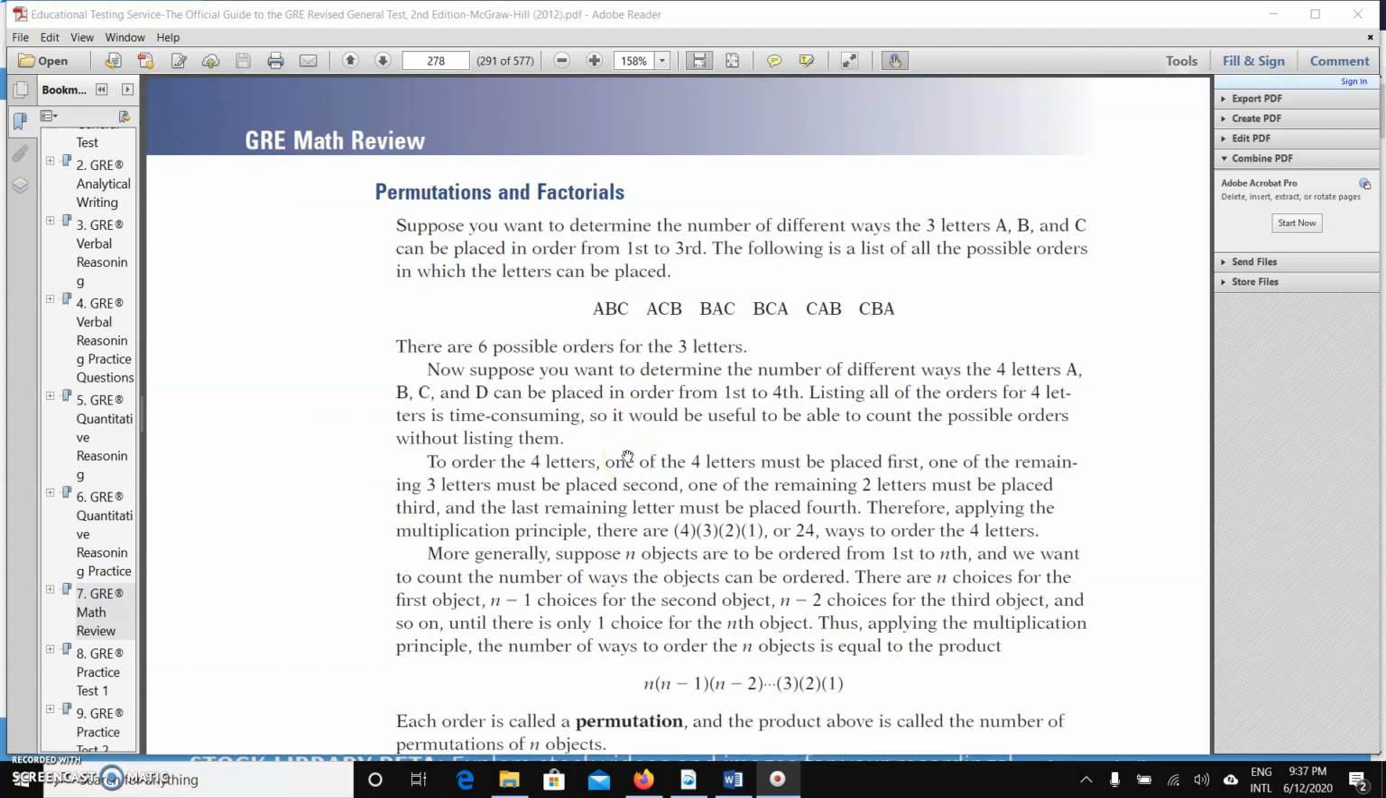So that brings me to this next topic, permutation and factorials. Now suppose we want to determine the number of different ways 3 letters A, B, C can be placed in order from first to third. The following is the list of all possible orders in which the letters can be placed. You can have it ABC, ACB, BAC, BCA, CAB, CBA.